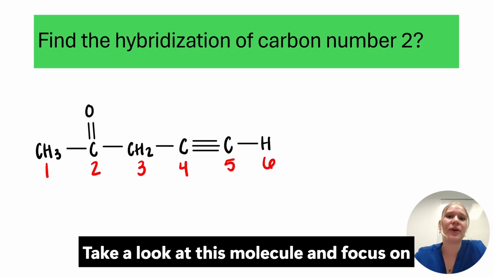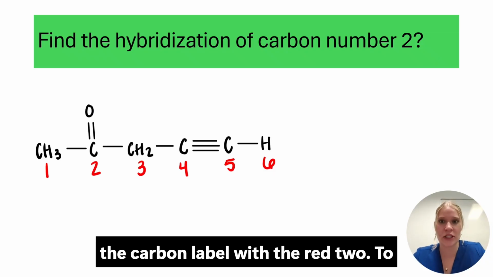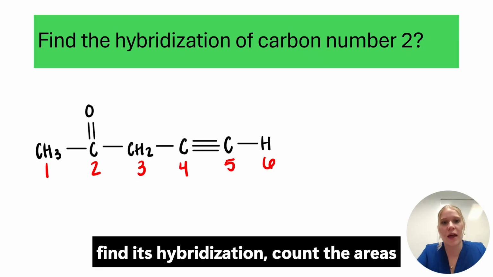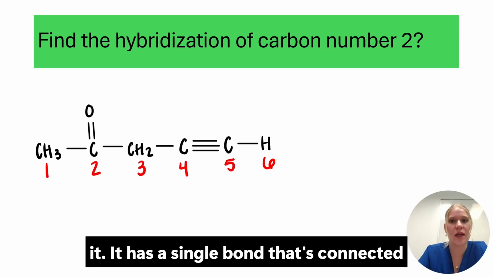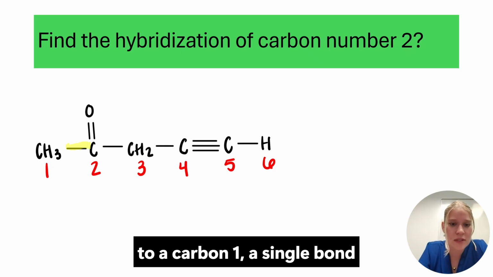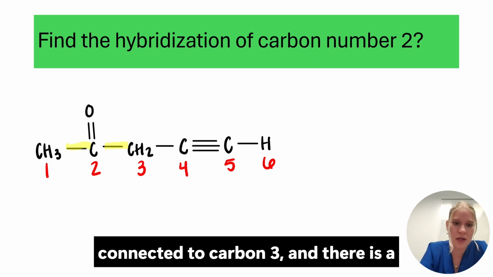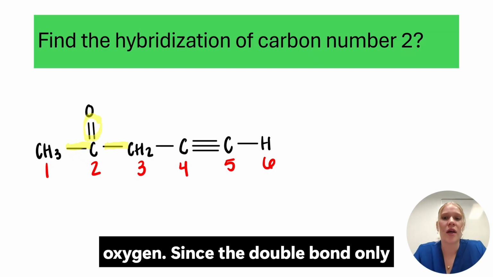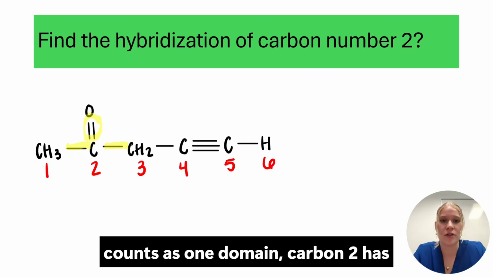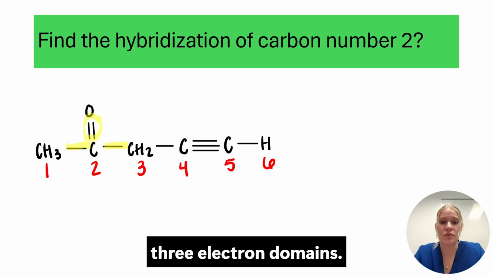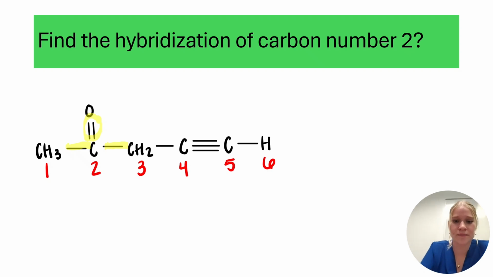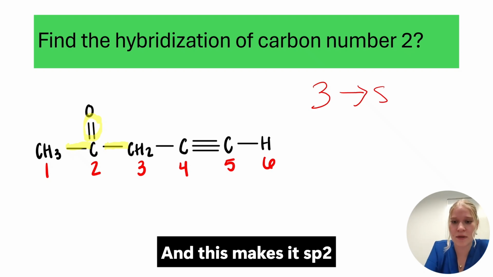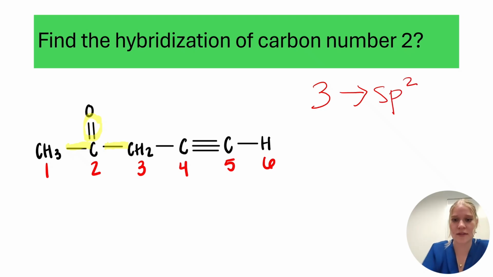Take a look at this molecule and focus on the carbon labeled with the red 2. To find its hybridization, count the areas of electron density that are surrounding it. It has a single bond that's connected to carbon 1, a single bond connected to carbon 3, and there is a double bond that's connected to the oxygen. Since the double bond only counts as one domain, carbon 2 has 3 electron domains. And this makes it sp2 hybridized.